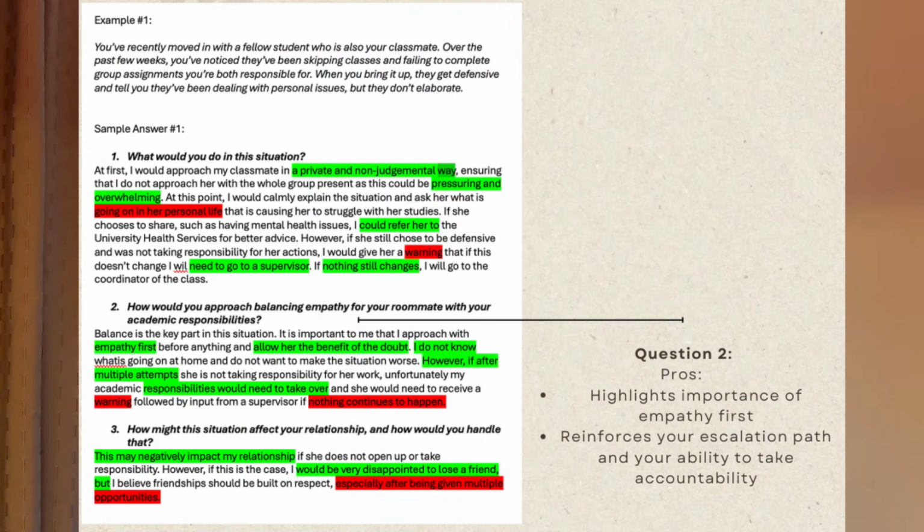Moving on to my second question, I was already starting to run out of time here, but I mentioned that I would approach with empathy first before anything and allow her the benefit of the doubt. Again, this is a good thing to add right off the bat as it's showing your empathy and is avoiding making any of those assumptions. Another good thing is I say again, if after multiple attempts she's not taking responsibility, my academic responsibilities would need to take over. This was another good way of showing that escalation path and demonstrates how you have both empathy but also can take accountability.